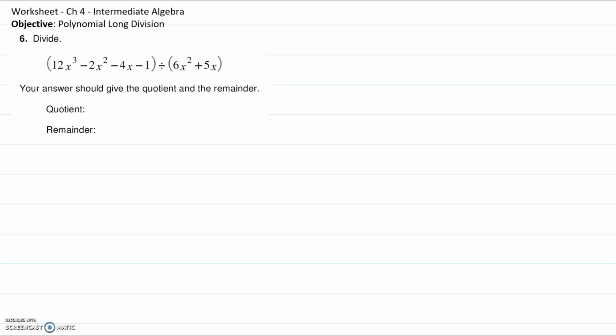So let's start off writing 12x cubed minus 2x squared minus 4x minus 1, the first one, in the parenthesis on top. Then we are going to divide that by 6x squared plus 5x. So in this problem, the first step is to look at this one and this one. That is 12x cubed divided by 6x squared.